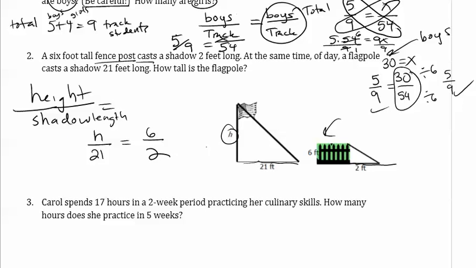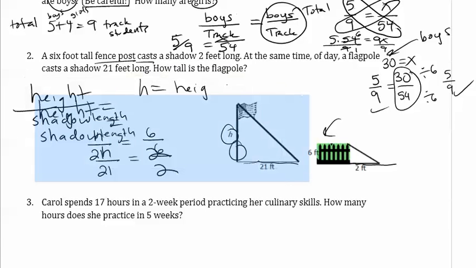So you could also set it up as height to height and shadow to shadow length, or you could set it up as shadow length to shadow length and height to height. So it doesn't really matter as long as you're consistent in both figures, that the same corresponding sides are in the ratio. Okay, so now let's go ahead and solve this one. So how tall is the flagpole? That represents h. So h represents the height of the flagpole. I'm just going to go ahead and define that variable real quick.